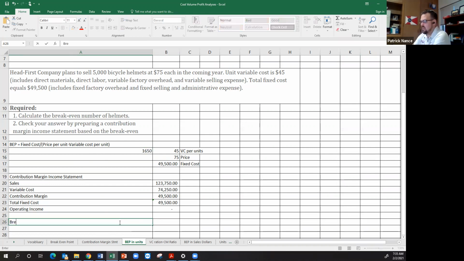So to find my break-even point in sales dollars, I would simply take the 1,650 that I found through that process of dividing and multiply it by the price, and that is my break-even point in sales dollars. Obviously, I already have that on my income statement here, but had I not, if it just asked for break-even point in sales dollars, all I do is find the break-even point in units and multiply it by the price per unit, and that would give me the break-even point in sales dollars.